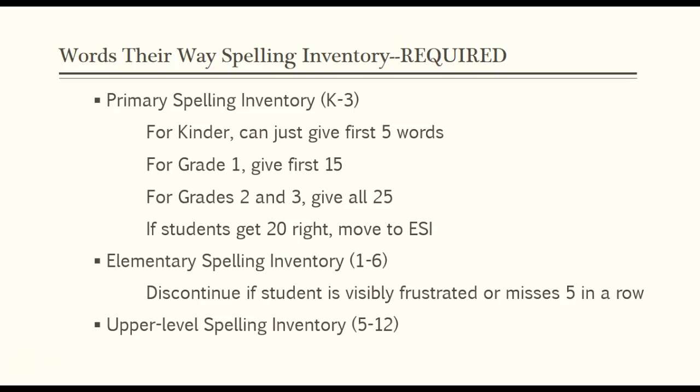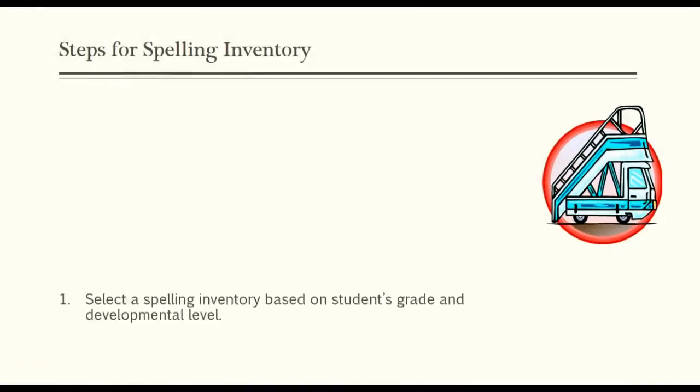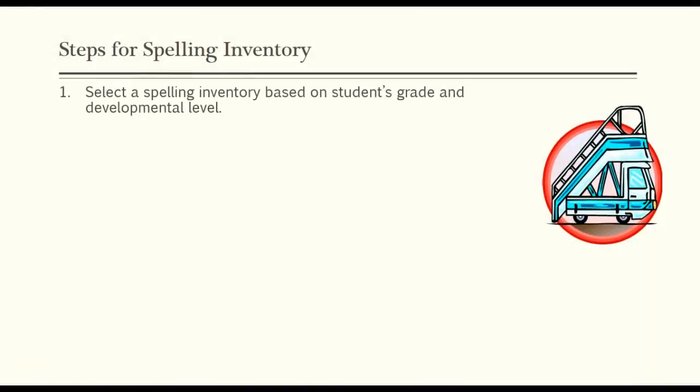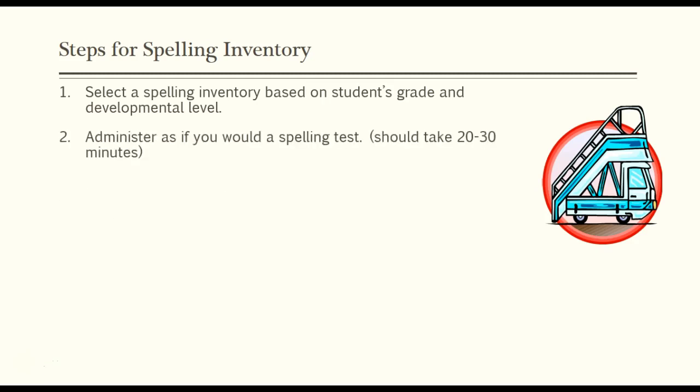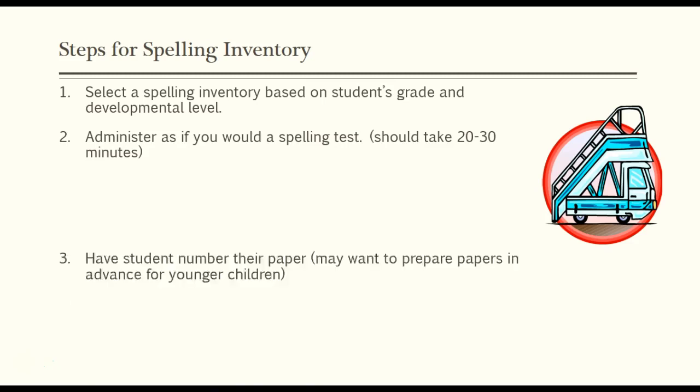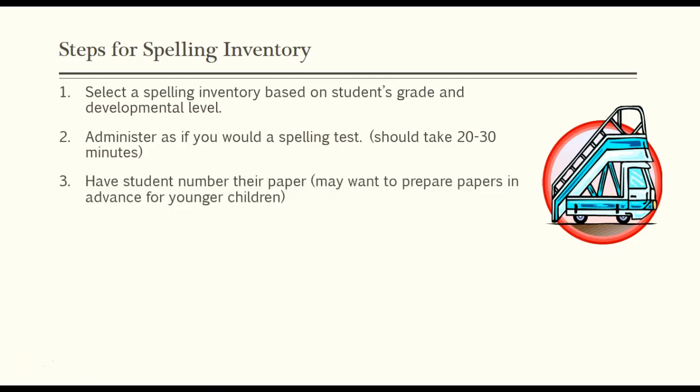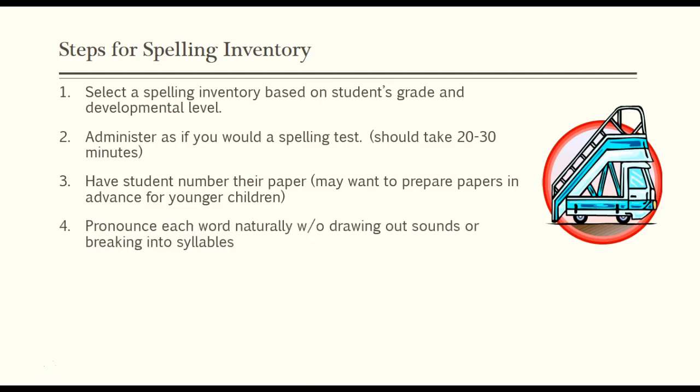And then lastly is the upper level spelling inventory suggested for grades 5 through 12. Steps for this, really straightforward. Select the spelling inventory you're going to give based on their grade and developmental level. Give it like a spelling test. It should take 20 to 30 minutes. Have the student number their paper. For younger kids, you may want to do that for them ahead of time.